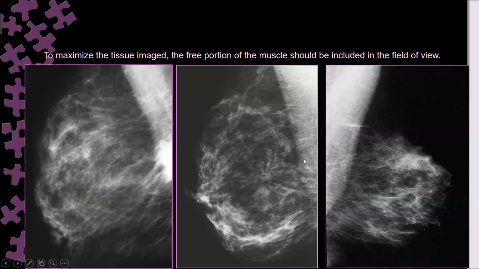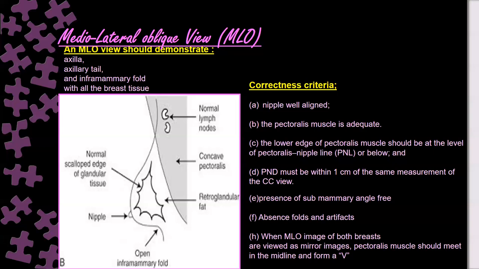As we said, some of the breast tissue can be seen through the pectoralis muscles because it can extend even lateral to the pectoralis muscles. And in MLO, we need to visualize the axilla, the axillary tail, the inframammary fold, and all breast tissue, the nipple in profile, pectoralis muscle adequate, okay, and presence of inframammary angle freely seen. We don't like to see skin folds or artifacts. And when both breast MLOs are put together, it is preferable to see the V shape of the pectoralis muscles.